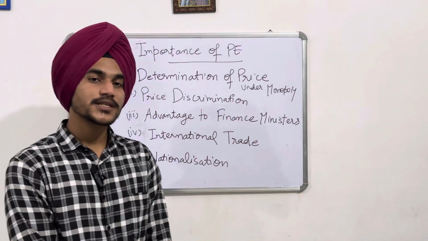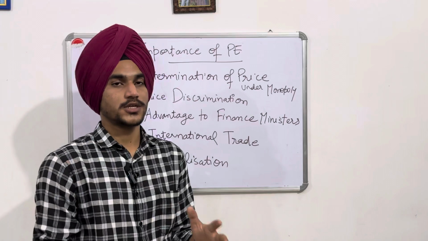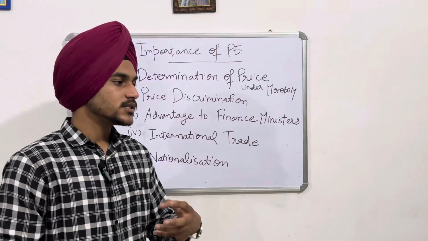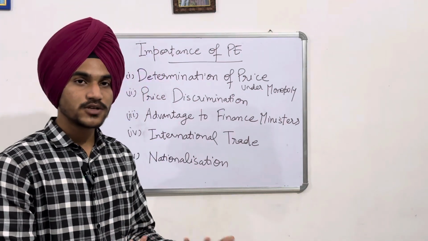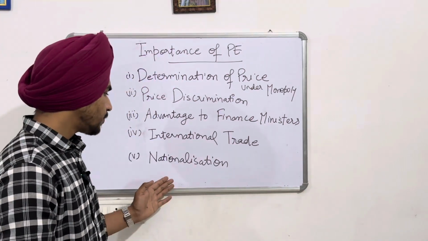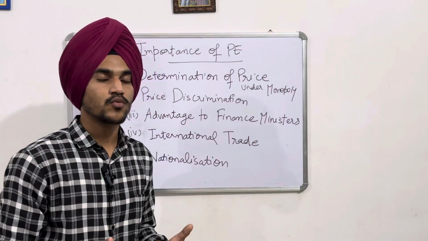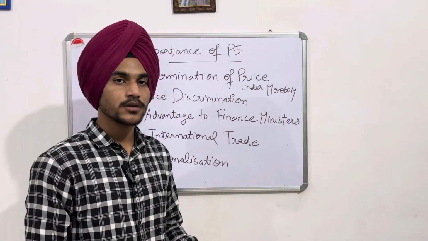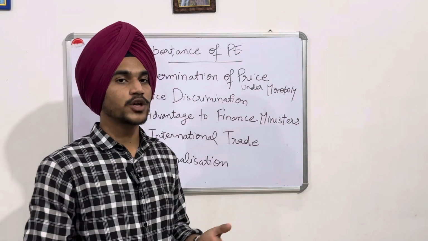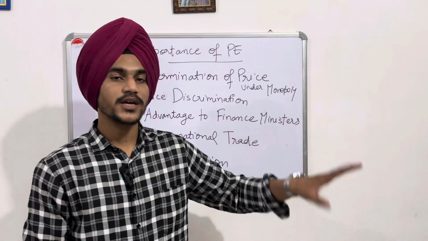The last one is nationalization. What is nationalization? Nationalization is a policy where the government keeps some commodities or some industries under its control, or privatizes some industries. So what is the difference? How do they choose it? What kind of industries do they have to keep under their control, or what kind of industries can they privatize?